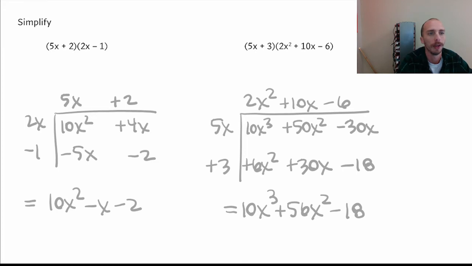All right, there you go. So I set up the box, I distributed all of the terms against each other, and I combined like terms, and I've got myself a product. That's how you do it.